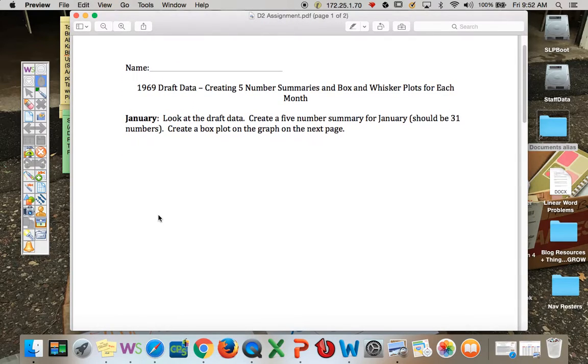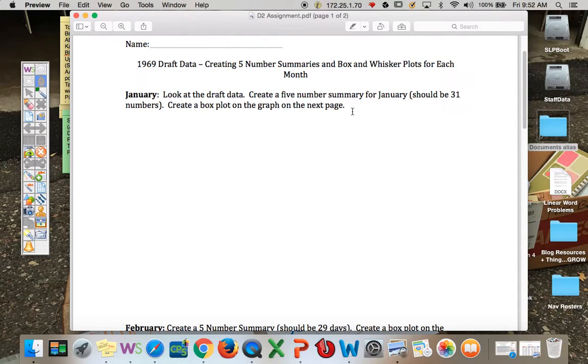So let's look at January first. It says look at the draft data, create a 5-number summary for January. It should be 31 numbers. There's 31 days in January. And then create a box plot on the graph on the next page. So we want to organize the data, find the 5-number summary, and then draw the box plot for January.